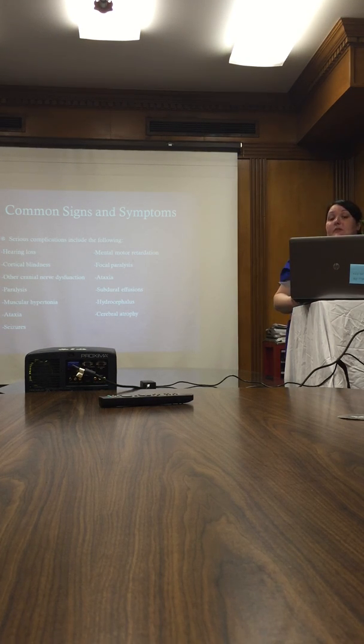Common signs and symptoms that affect the body: you have hearing loss, cortical blindness, other cranial nerve dysfunction, paralysis, muscular hypertonia, ataxia, seizures, mental motor retardation, focal paralysis, subdural effusions, hydrocephalus, or cerebral atrophy.